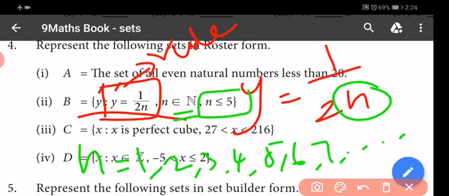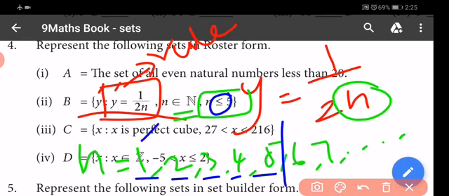So n is less than or equal to 5 means we take n equal to 1, 2, 3, 4 and 5 only. Less than or equal to means n is equal to 5 or n is less than 5. So in this sum, first we take n as 1.